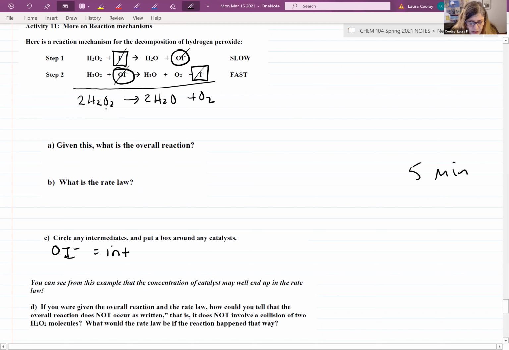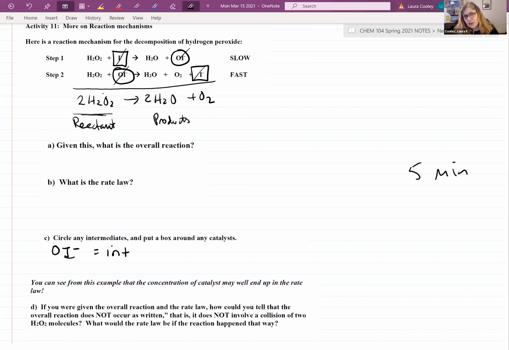If you added this up and you said, oh, I have 2 H2O2 here, that must be a reactant because it's not a catalyst or an intermediate because it's there at the end. You know, it's in the overall reaction. These are products, right? Products aren't there at the beginning, they're there at the end. Reactants are there at the beginning and not there at the end. But intermediates, they're sort of invisible in the background, and same with the catalyst. It's used and regenerated. So I guess it's visible at the beginning and at the end, actually.